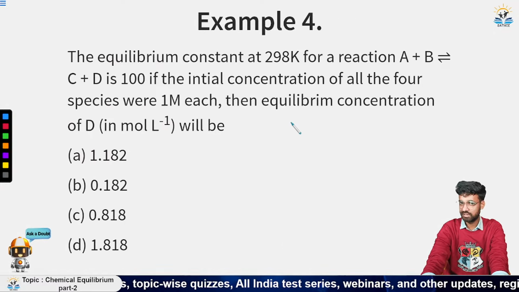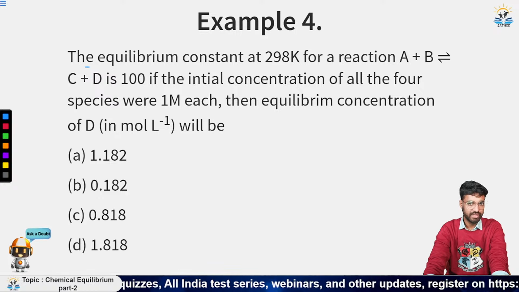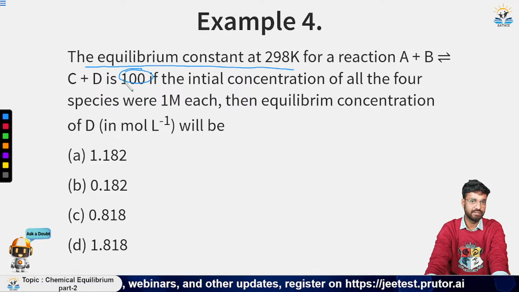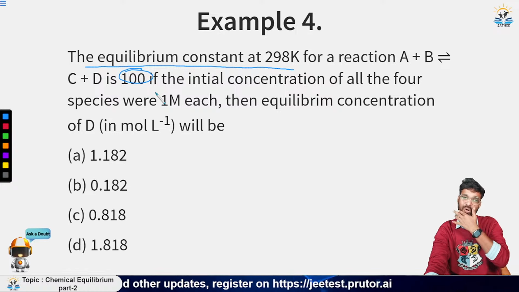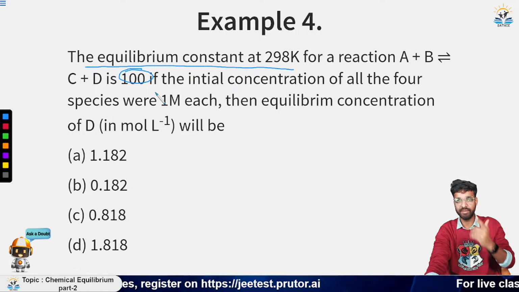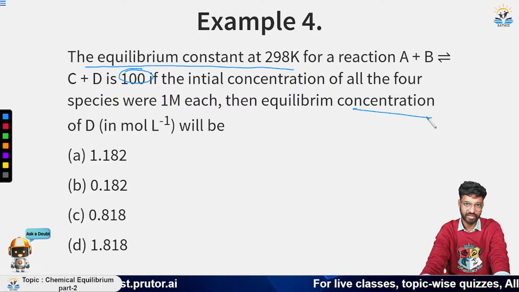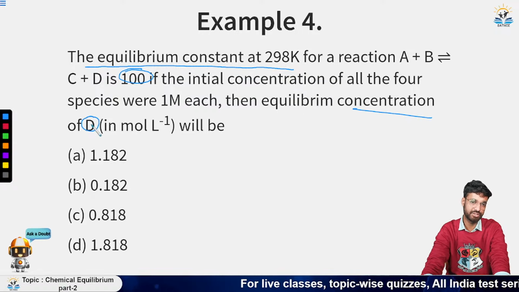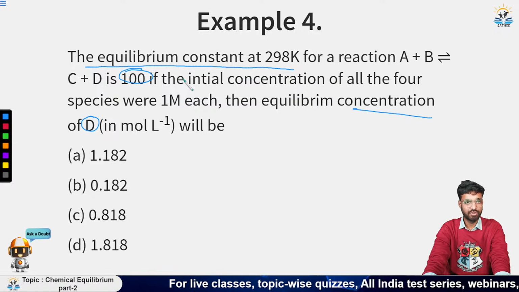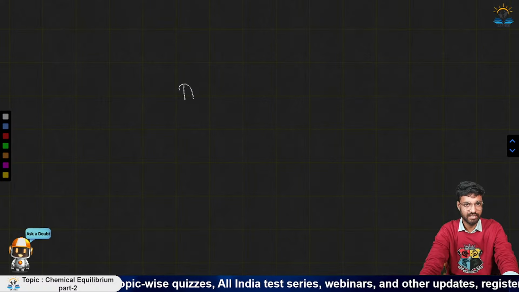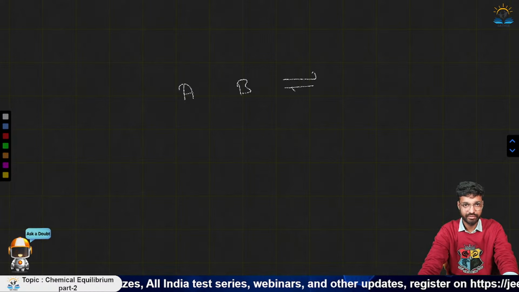Now let us move to another question. It says that the equilibrium constant at 298 Kelvin for a given reaction is 100, and if the initial concentration of all the species is 1 M, we have to find the equilibrium concentration of D. The value of the equilibrium constant is 100 and initially they have 1 mole. The reaction is such that A plus B gives C plus D.